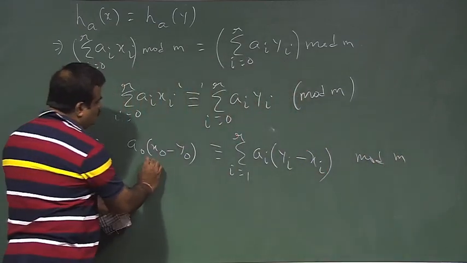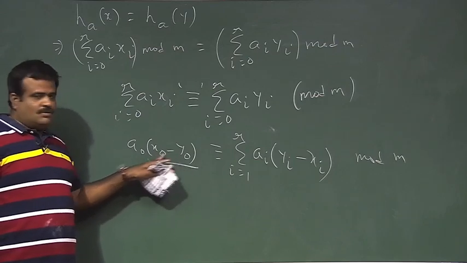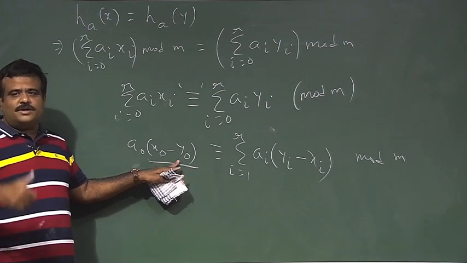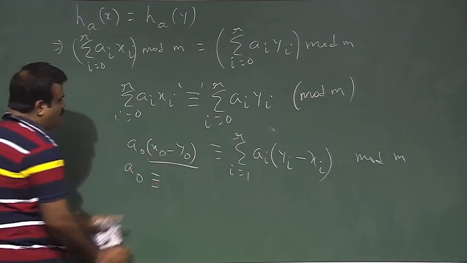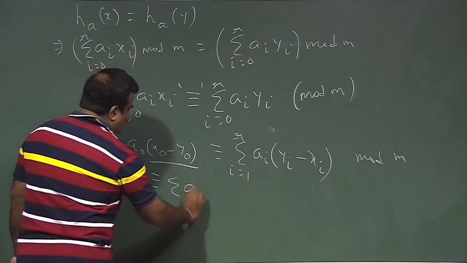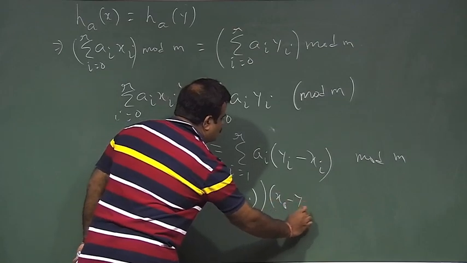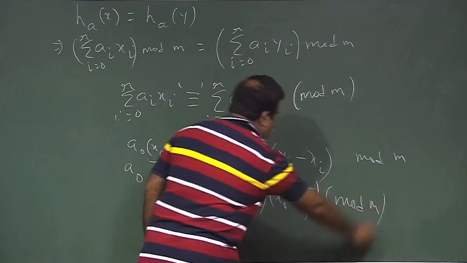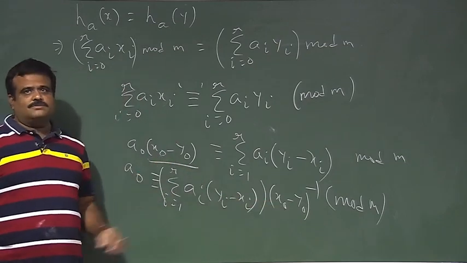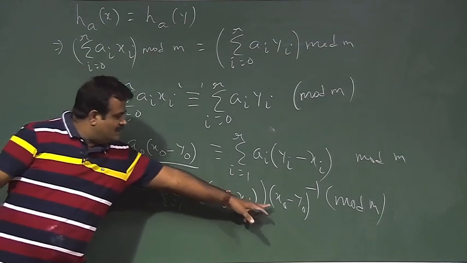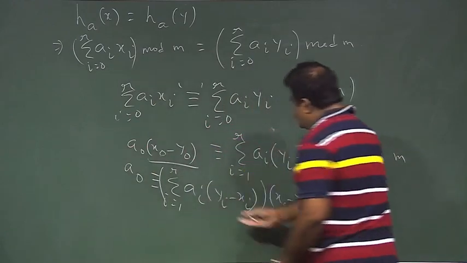Now we assume x 0 and y 0 are not the same. So we have assumed x 0 is not equal to y 0, that means x 0 minus y 0 is non-zero. If x 0 minus y 0 is not equal to 0, then it has an inverse under mod m. So a 0 is equal to summation of a i, y i minus x i, i from 1 to r, multiplied with the inverse of x 0 minus y 0 under mod m. That means we do not have a choice for a 0, a 0 will be determined by this. This is possible because x 0 minus y 0 is a non-zero quantity, so it has an inverse, and we can multiply the inverse on both sides. So a 0 comes from this expression. That means we have a choice for the a i's other than a 0.